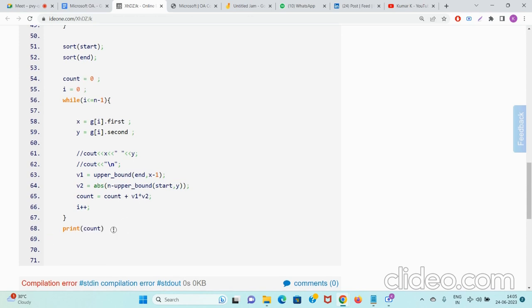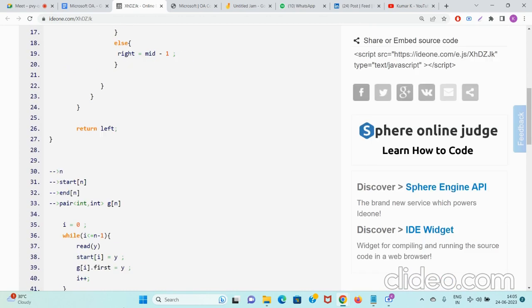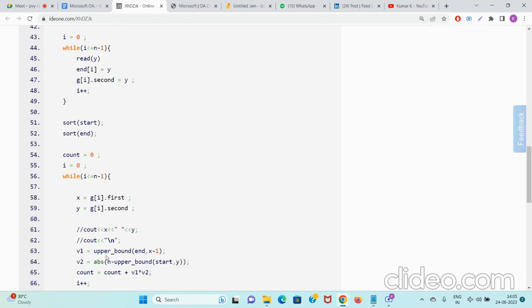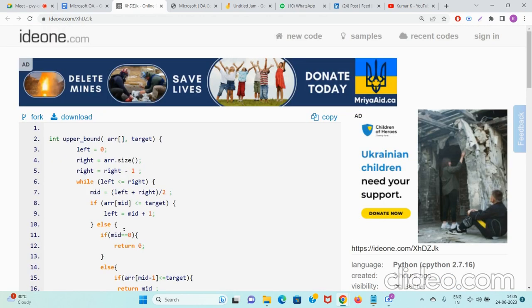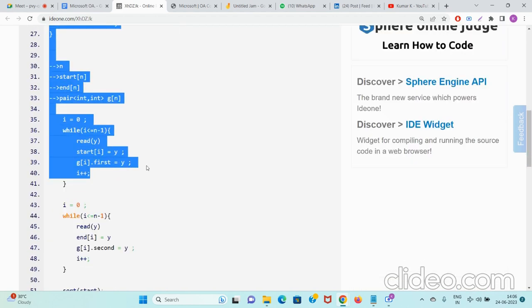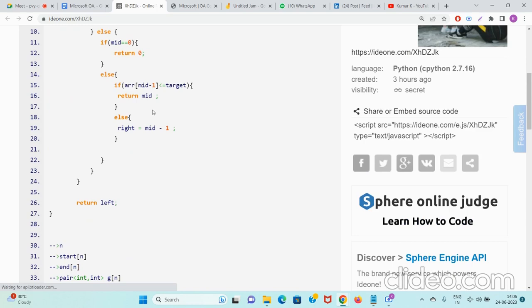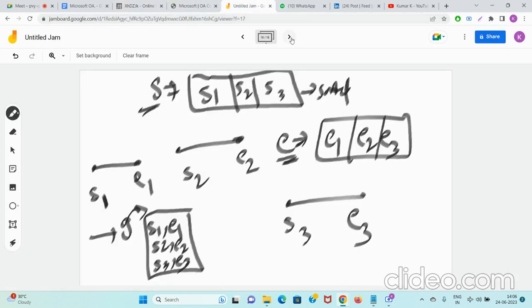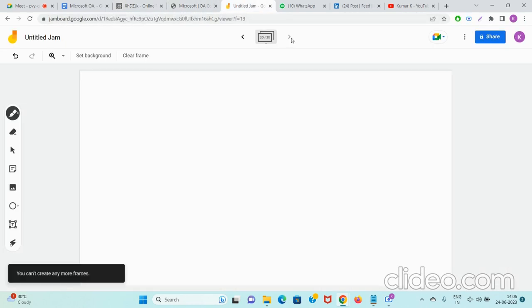So guys, how am I finding this using binary search? See, I've used the upper bound function. What is happening? How is it finding the things? This is the binary search algorithm. Now I will explain it one time, then you guys will understand. What am I doing in the binary search algorithm, guys? In the binary search, I need to find out, right? I need to find out.